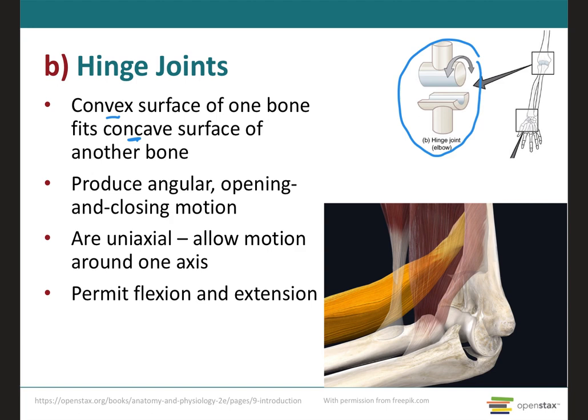Hinge joints are going to be uniaxial or monoaxial because they typically allow motion around a single axis, as we can see right over here, and therefore they're going to mainly permit flexion and extension. Examples of hinge joints are going to be the knee, the elbow, the ankle, and the interphalangeal joints, which are the joints between the phalanges of the fingers and the toes.